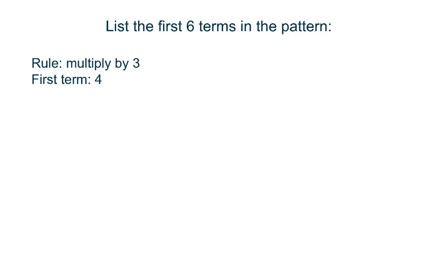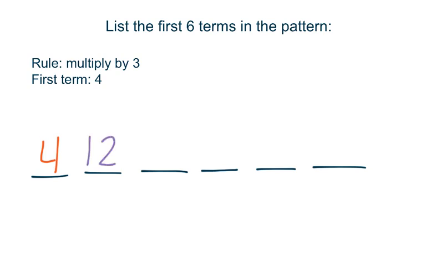This pattern wants us to multiply by 3, and our first term is 4. So we have 6 terms again that I want you to fill in here, and I want us to first start with our first term. And then we need to follow our rule of multiply by 3. Some of our numbers might get pretty large, so make sure you're working these out. If our first term is 4, and we're going to multiply by 3, 4 times 3 is going to give me 12. 12 times 3 is going to give me 36.